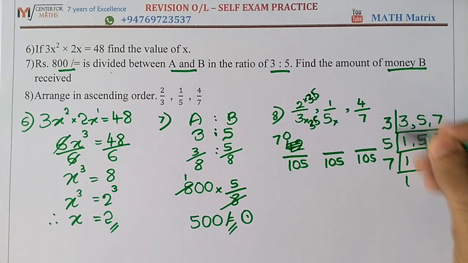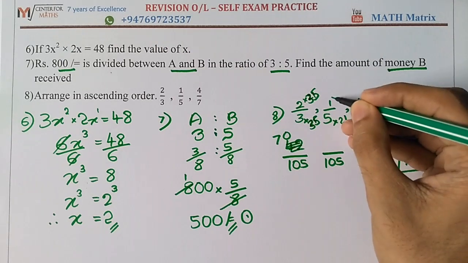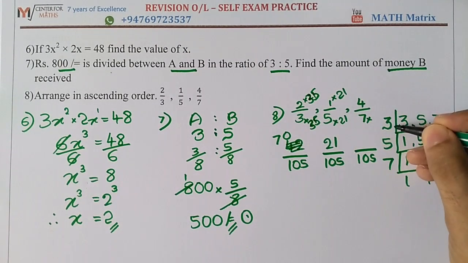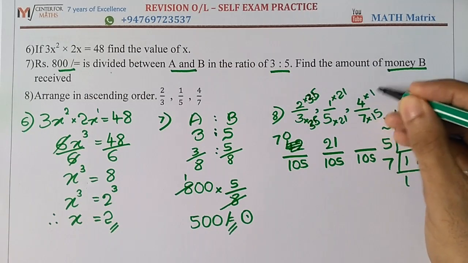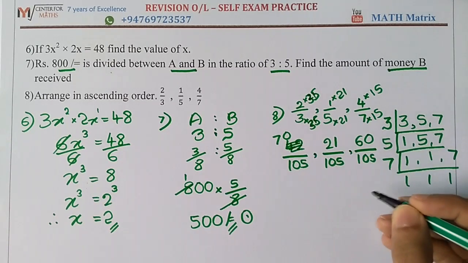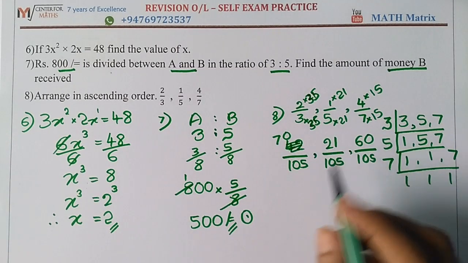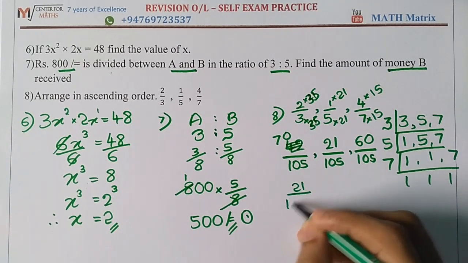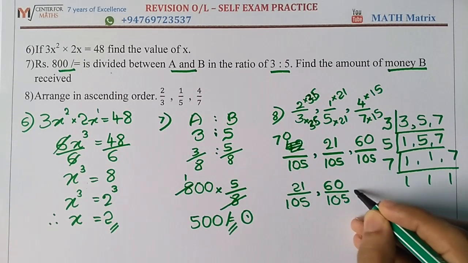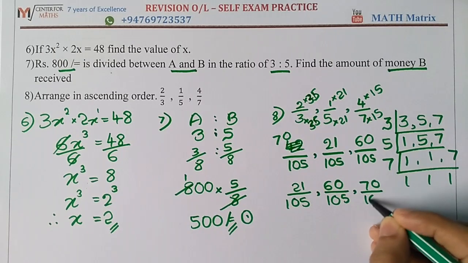And now 5 we have to multiply by 3 7s are 21. So 21 1s are 21 itself. And 7 we have to multiply 5 3s are 15. So 4 15s are 60. Okay, right. So now we can arrange them in ascending order. Right. So the lowest one is 21. And the next one is 60/105. And the last one is 70/105.